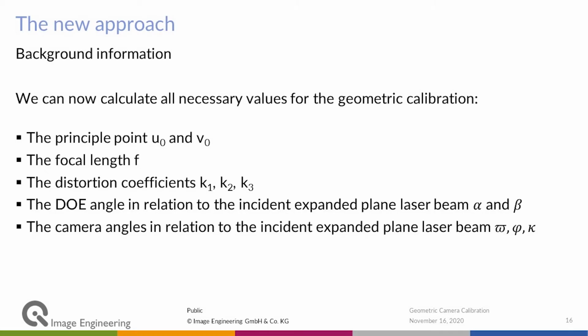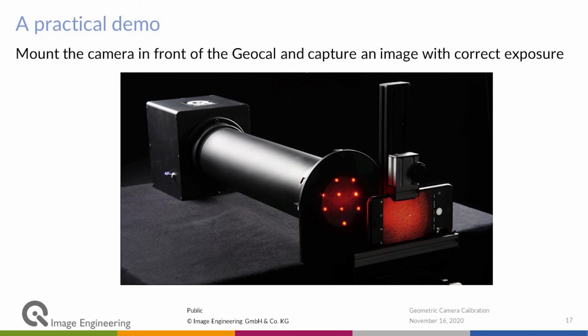Let's quickly dive into a practical demonstration. So this is what the whole thing looks like. You can mount your camera. In this case, it's a cell phone camera, but it can also be an automotive camera. It can be a security camera, whatever is needed. You put that right in front of the diffractive optical element.